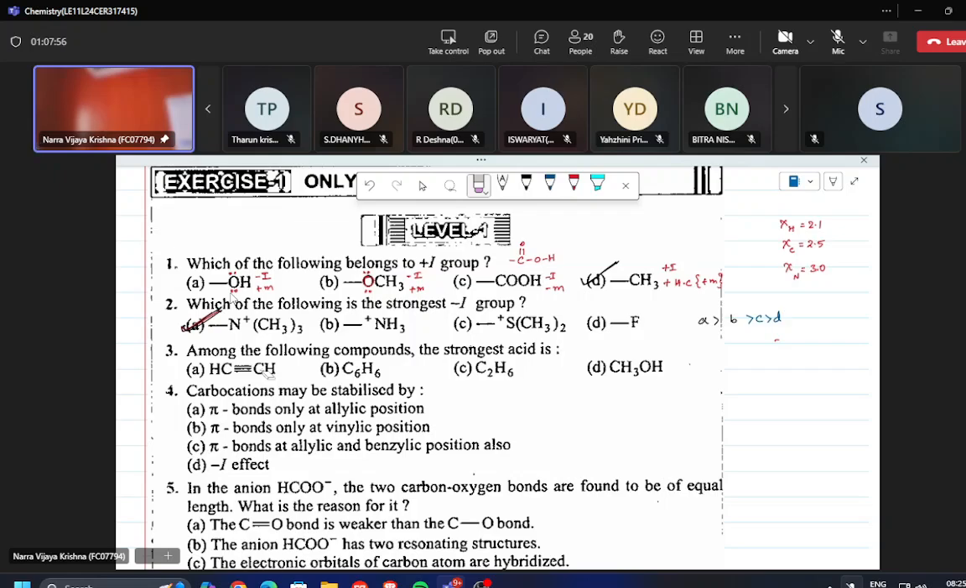Here we cannot blindly rely on theory. In that case, what do we have to do? We need to check experimental data. By doing the experiment, we will dissolve them in water or in acetic acid and compare whether they are able to give H plus or not. That's why we need to compare pKa values. What do we call it? pKa value.